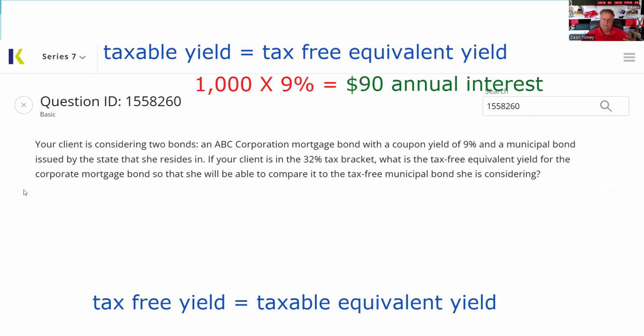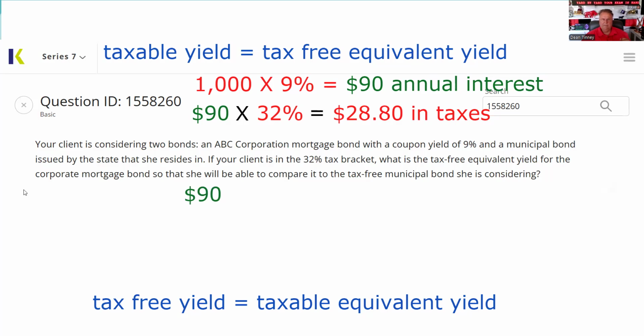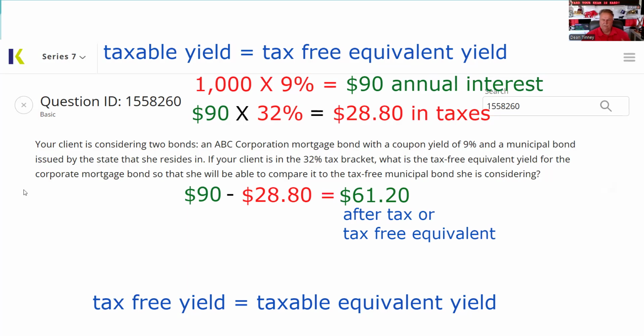I think of taxes as the price you pay for civilization. Some of this money is going to be confiscated by the government, right? 32% of this is your tax obligation. So of the $90 you're receiving, $28.80 is what you're going to pay in taxes on that taxable yield, since corporate bonds are taxable. So one way to do it is to say, if I get 90 but have to pay the government 28.80, I'm going to end up after tax with $61.20. Sometimes they refer to this as after-tax return or tax-free equivalent yield of $61.20.